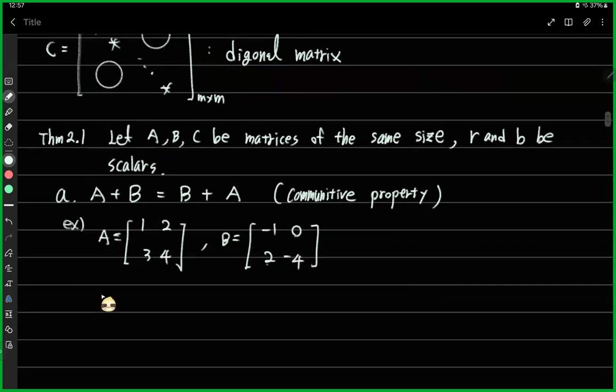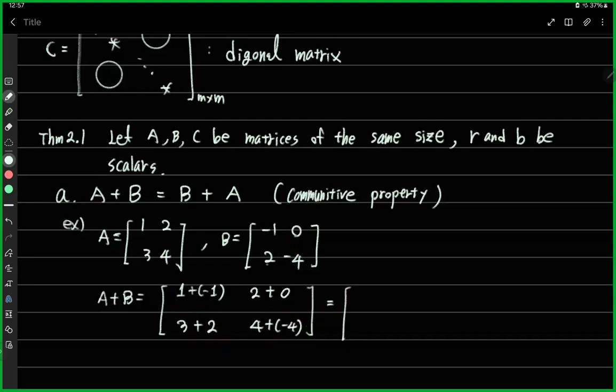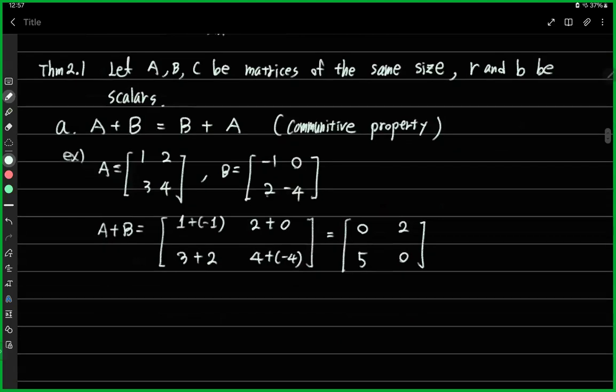Then A plus B is going to be, what? 1 plus -1, because we do addition entry-wise. So 1 plus -1, and then 2 plus 0, and then 3 plus 2, and then 4 plus -4. So it's just easy, right? It's straightforward: 0, 2, 5, and 0. Subtraction is the same, okay? A minus B is done that way. But A minus B doesn't satisfy the commutative property.